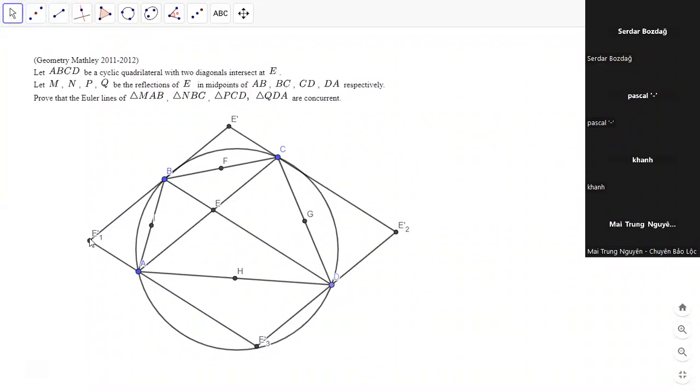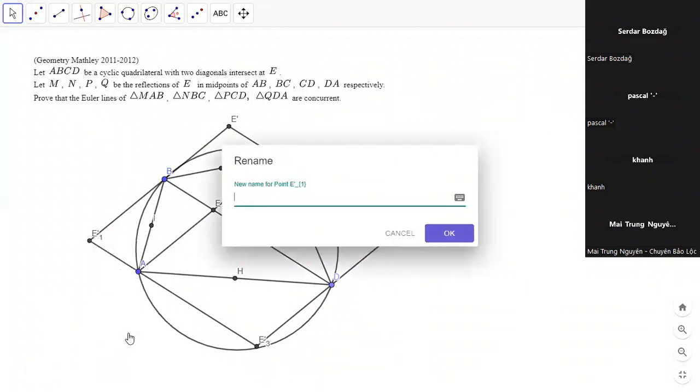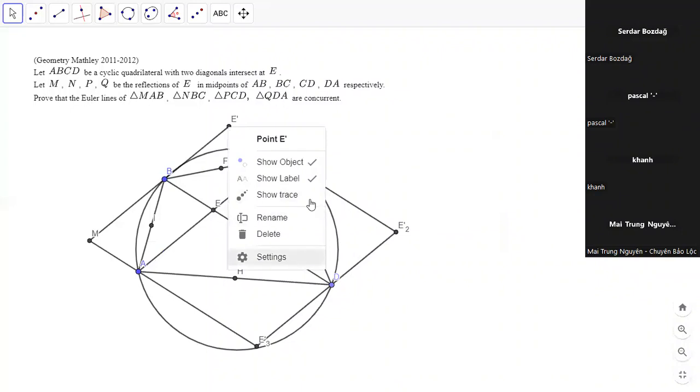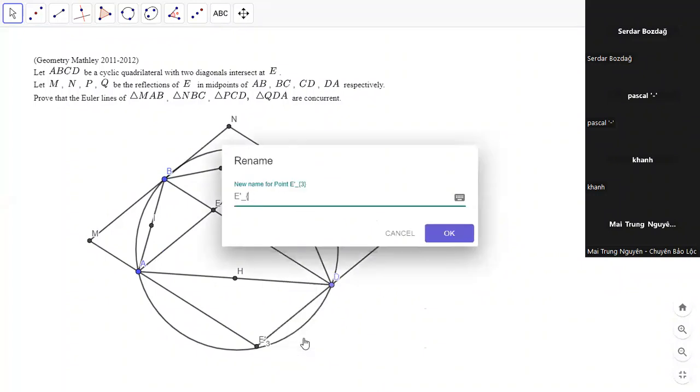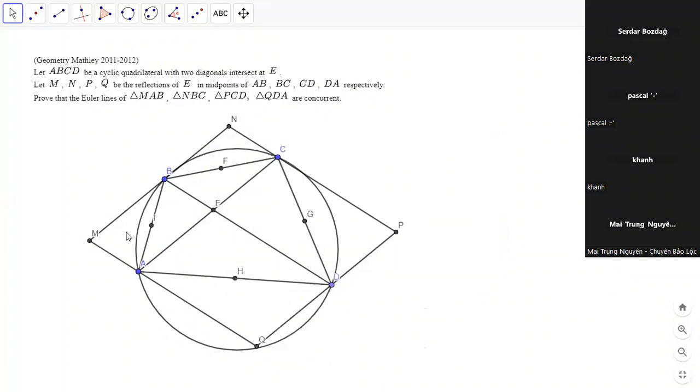So this is N, and then P and Q. We want to show the Euler lines of MAB, NBC. Did they mix these up? I think they probably mean Q. Wait, MNPQ. Maybe I got confused. Oh no, that's right. NBC, PCD, and QDA. Okay.